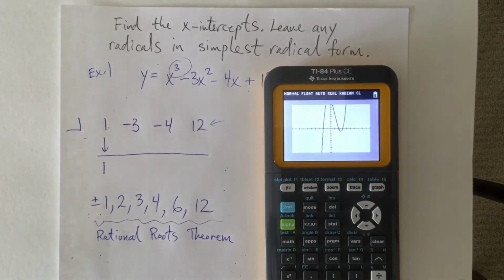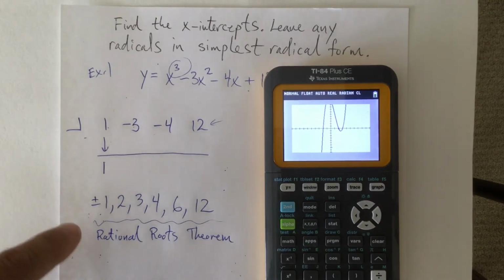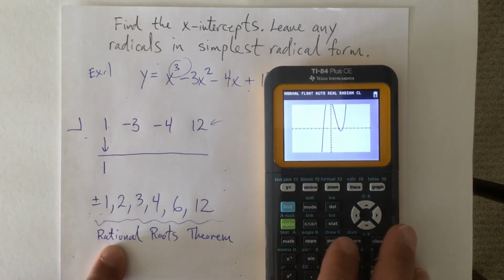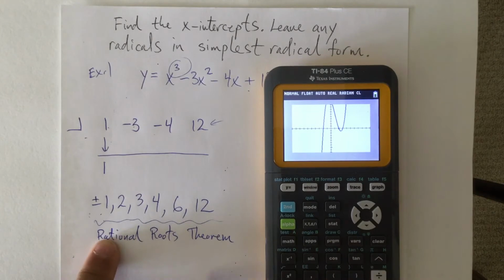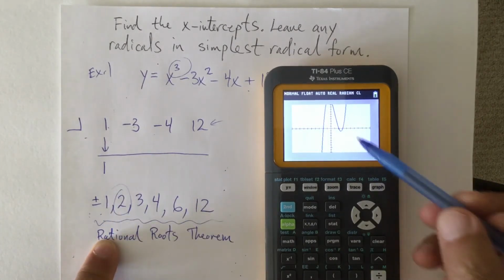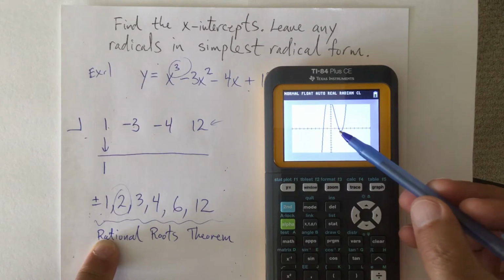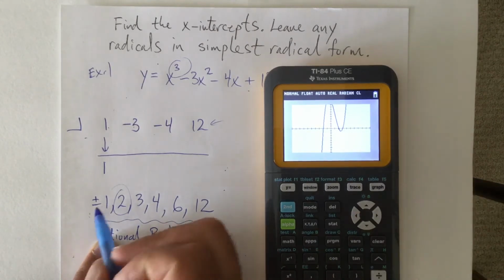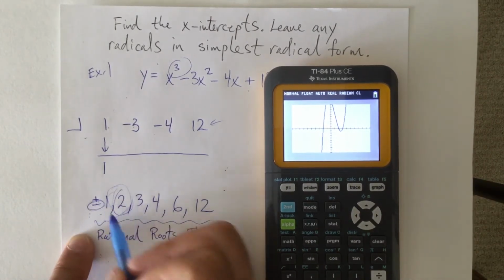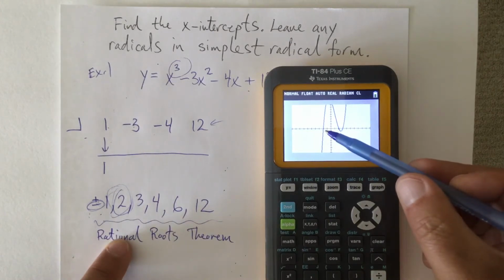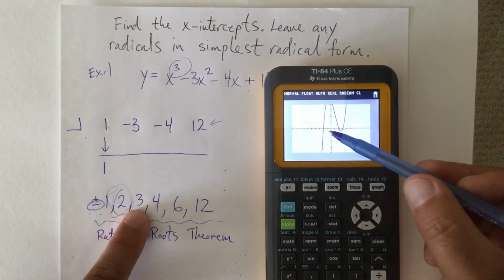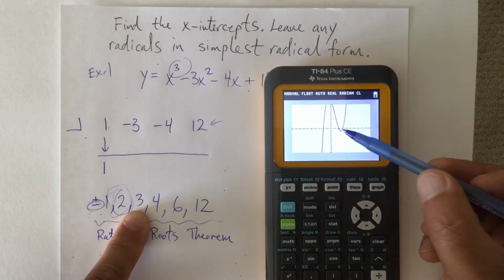Now, here's the thing with this. I look in my rational roots and I say, you know what? I totally see the number 2. That corresponds with an x-intercept at 2. I also see a -2. Looks like it corresponds with that one. And then I also see the number 3. That corresponds with this x-intercept.